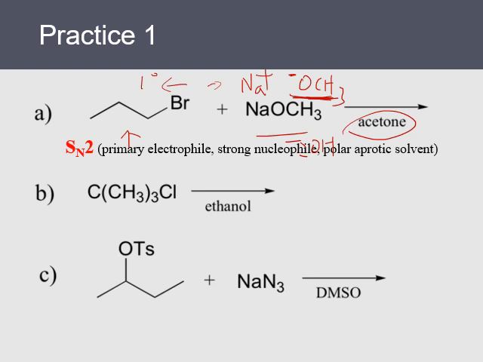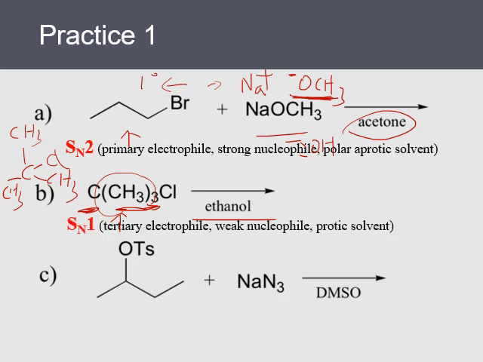Now let's look at the second one. Okay, substrate, is it primary, secondary, or tertiary? Well, this carbon connects to 3 carbons, so it is a tertiary. So it has CH3, CH3, CH3, and there's a chlorine. All right, so tertiary substrate favors SN1 reaction, so probably it's SN1 reaction, and this is a neutral molecule like water, ethanol. It's like water, so it's a very weak nucleophile and protic solvent. So all of this tells us that this is a SN1 reaction.